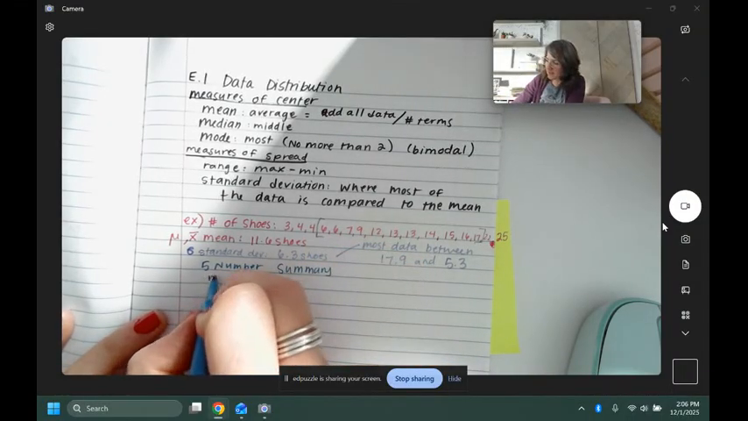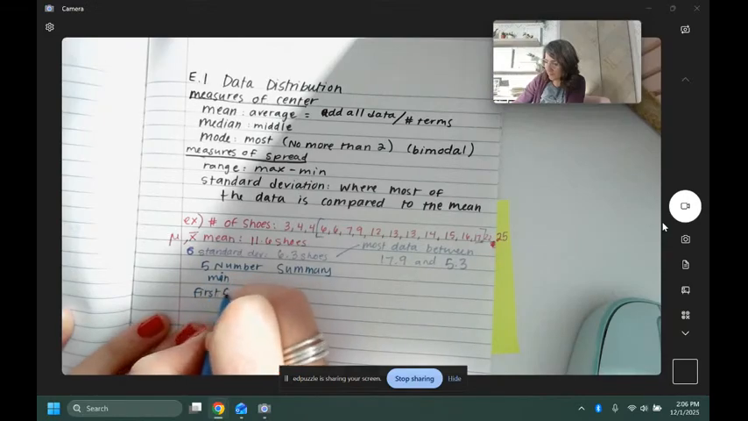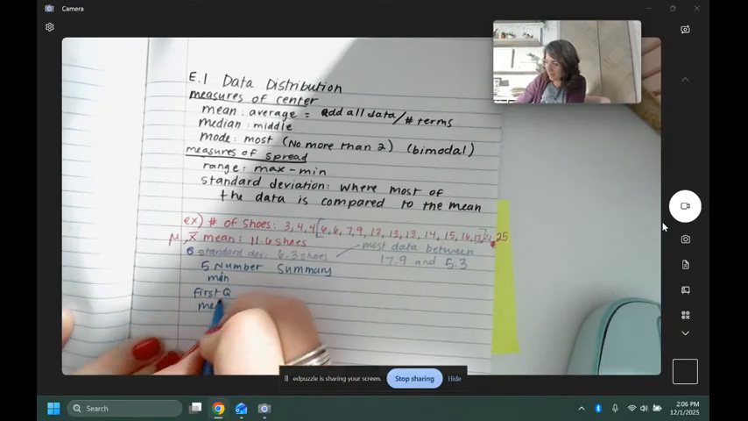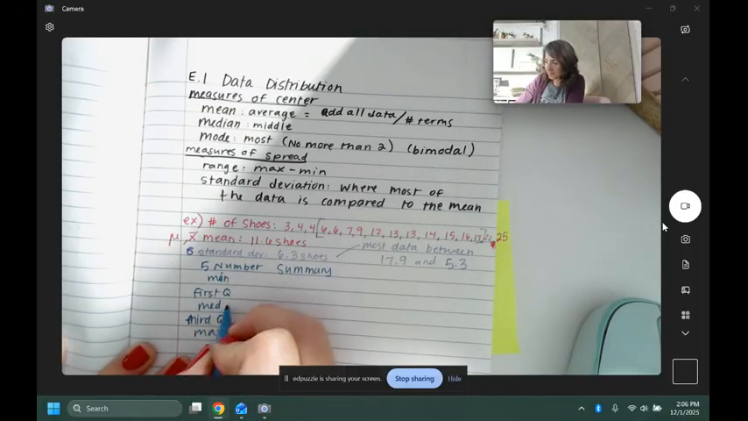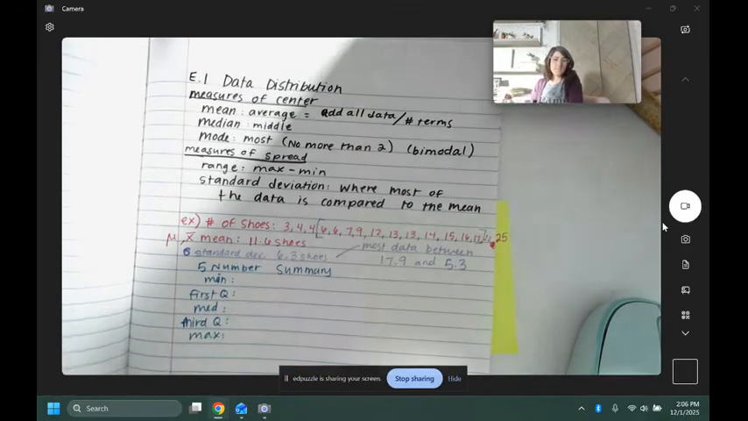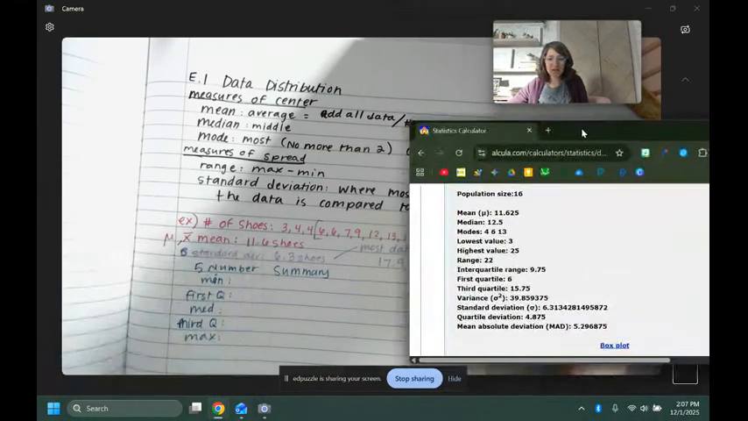This is the minimum, the first quartile, the median, the third quartile, and the maximum. And this statistics calculator does find these for you too.